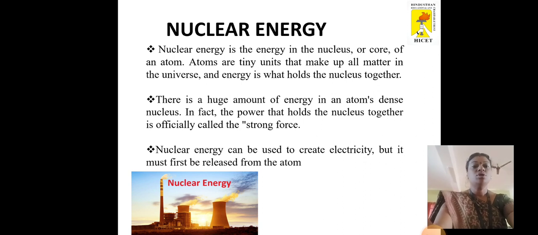So first, what is nuclear energy? Nuclear energy is the energy which is present inside the nucleus. It releases a tremendous amount of energy which is used to create electricity. There is a strong force acting inside the nucleus of each and every tiny atom which is present in the universe.